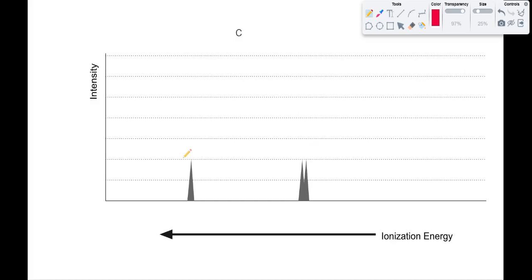Here's carbon. 1s2, 2s2, 2p2. Nitrogen. 1s2, 2s2, 2p3.